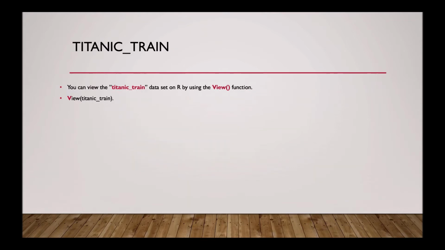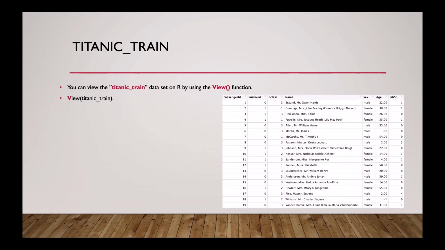You can view the data by using the view function. You just need to type view and then in brackets what the data is called. In this case, it's Titanic_train. Remember that view has a capital V. So this is what the data looks like.